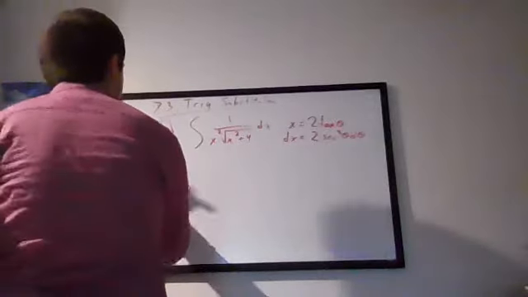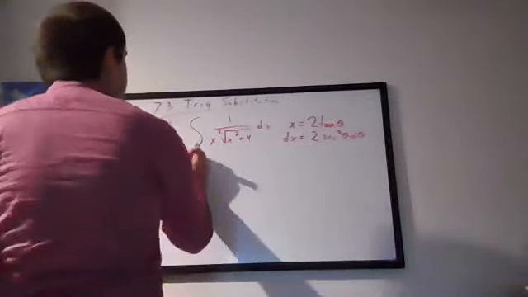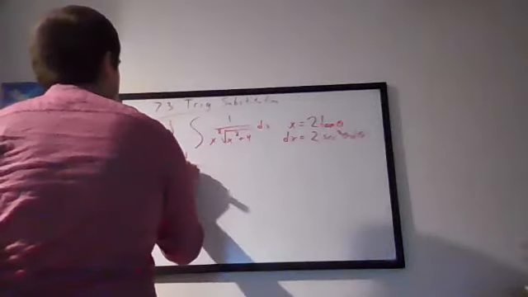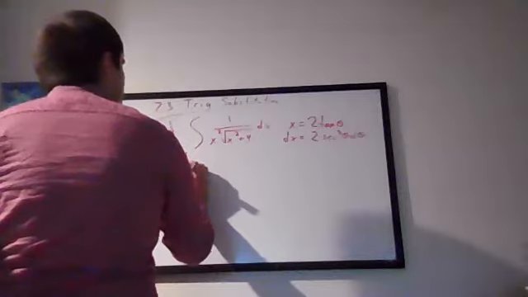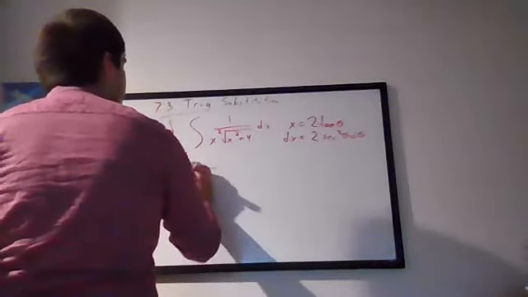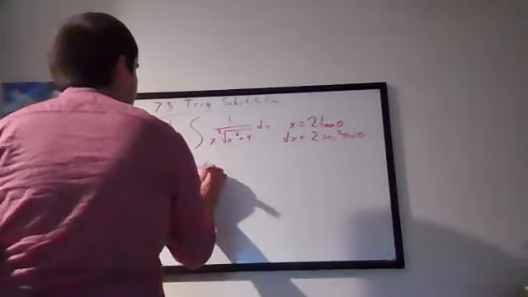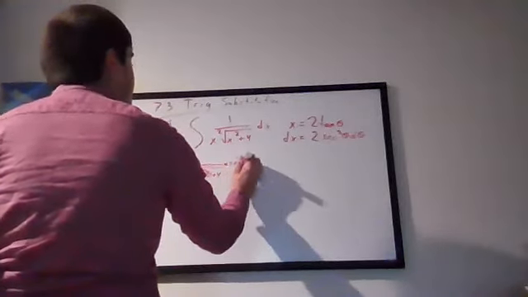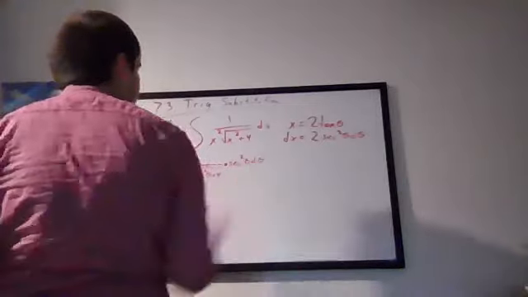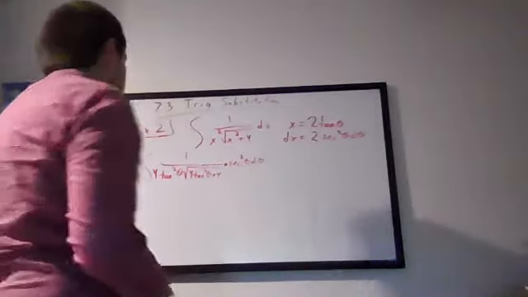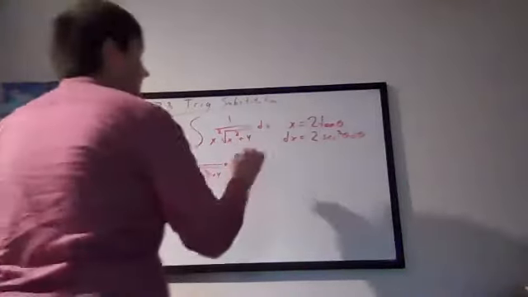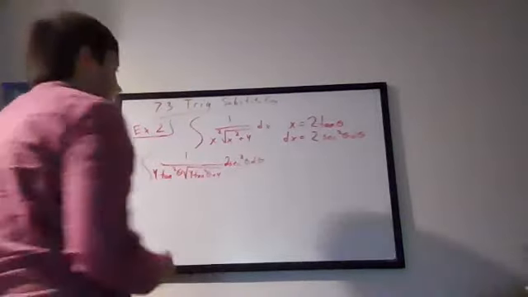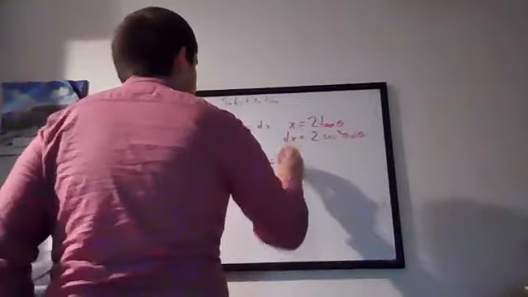And then I'm going to take this and plug it in. So we're going to get the integral of 1 over x squared, which is 4 tangent squared theta, times the square root of 4 tangent squared theta plus 4, and then times 2 secant squared theta d theta. Okay, now let's go ahead and do another step.